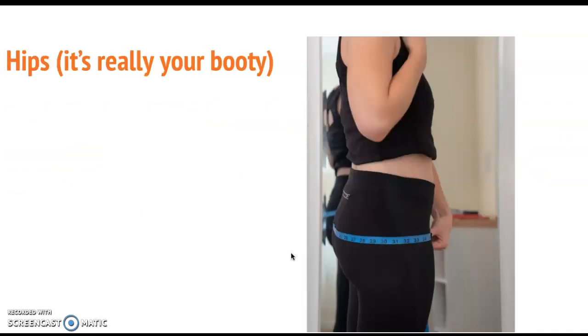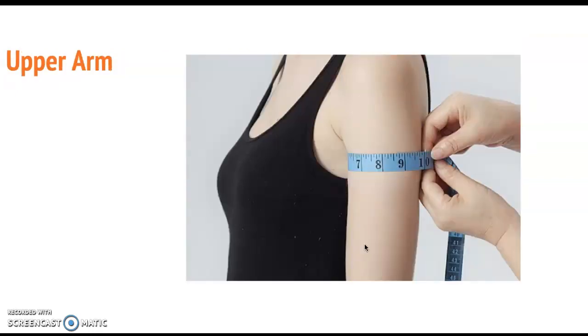All right, and then you're going to measure your hips. Remember, hips is kind of a misnomer. It's really all about your booty. So it needs to go around the fullest part of your booty. All right, it's not up here at your hip bones, and it's not down here below your booty. It's the fullest part of your booty. So get that measurement. All right, then you need to measure your upper arm or your bicep.